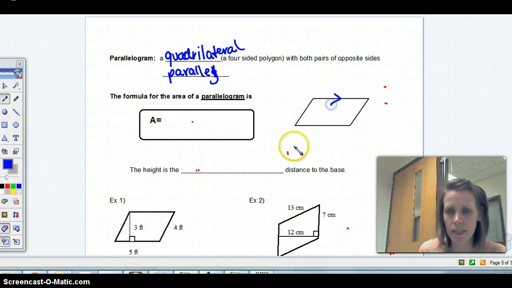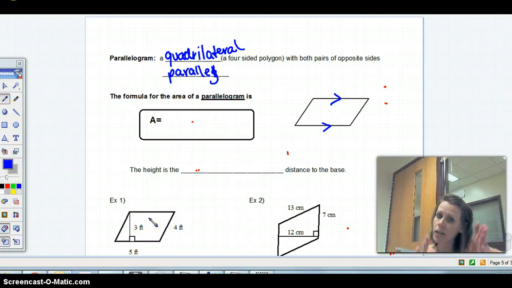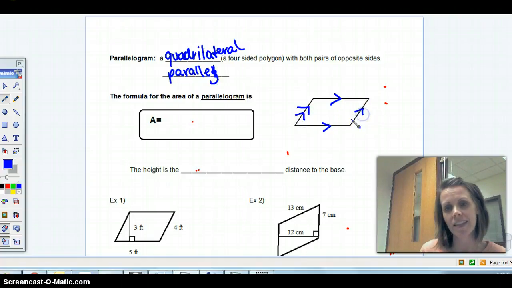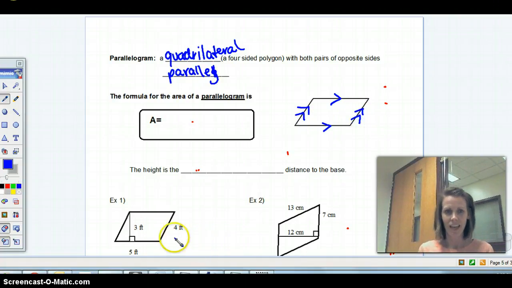So this is the symbol for parallel. This line is never going to intersect with this line. So that little symbol shows that they're never going to touch, kind of like train tracks. Now it has 2 pairs of parallel sides, so that means that this side is parallel to this side.